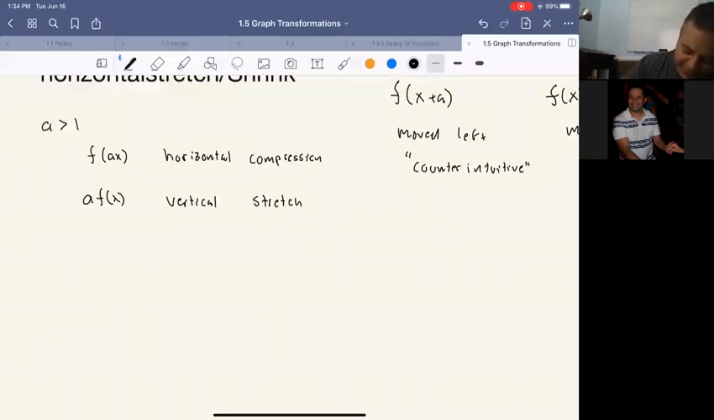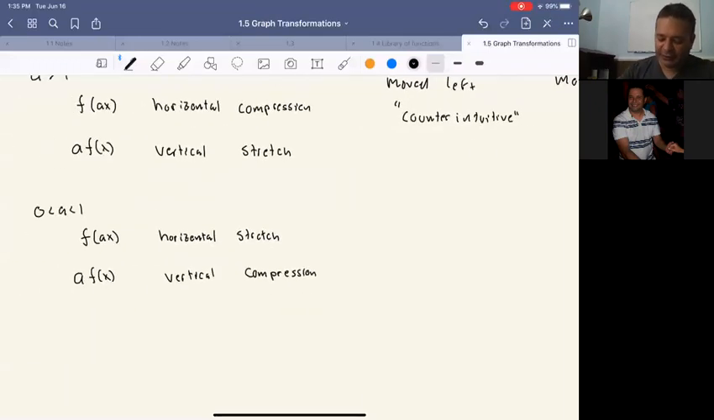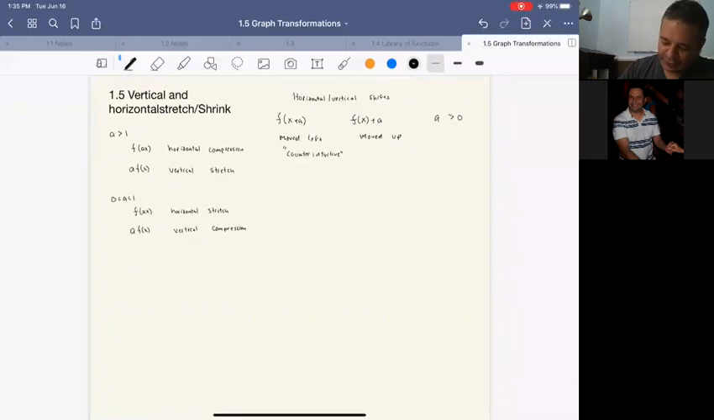If a is between 0 and 1, then f of ax is going to be a horizontal stretch, and a times f of x is going to be a vertical compression. Okay, let's think about what that means first. So let's do an example. That's always good for thinking about what things mean.